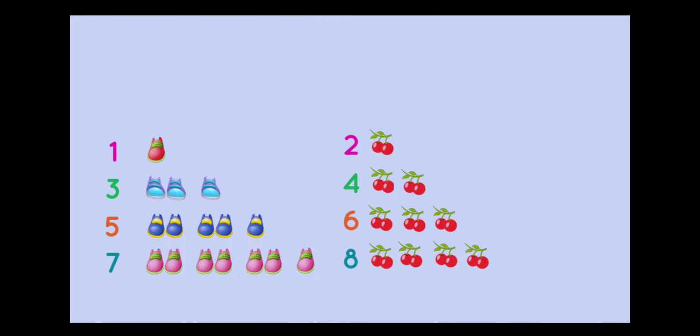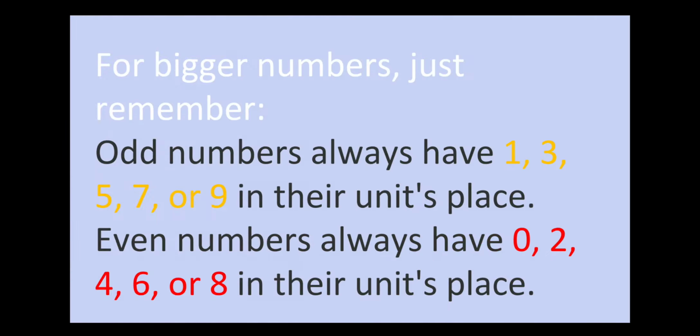What to do with bigger numbers? For bigger numbers, just remember, odd numbers always have 1, 3, 5, 7 or 9 in their units place. And even numbers always have 0, 2, 4, 6 or 8 in their units place.